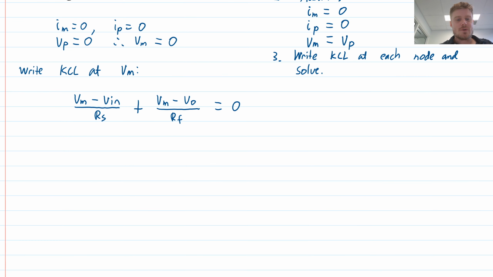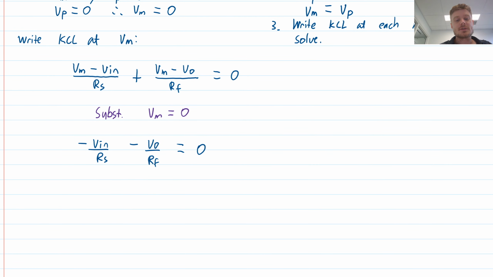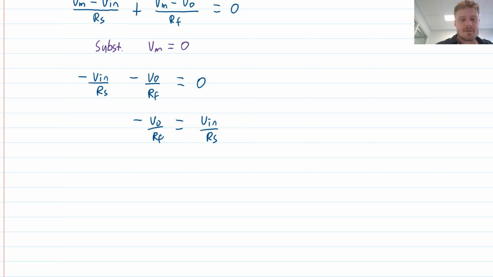So from here, we're actually nearly there. We can take our information that we learned about our voltage VM. We know VM is equal to 0. So we can substitute VM equal to 0 into this equation, and we will get negative V in divided by RS minus V out divided by RF is equal to 0. And so we're pretty close. What we would really like to know is, what is the output voltage? So I'm going to solve for the output voltage. I have V out over RF is equal to negative V in divided by RS. If I multiply by RF, then I will get V out equals negative RF divided by RS times V in.